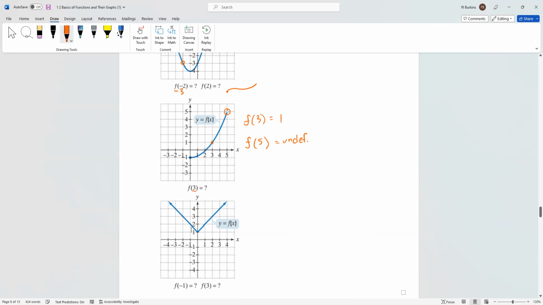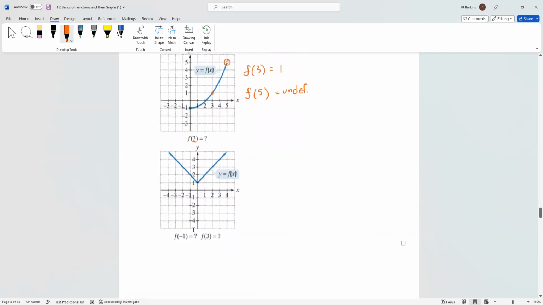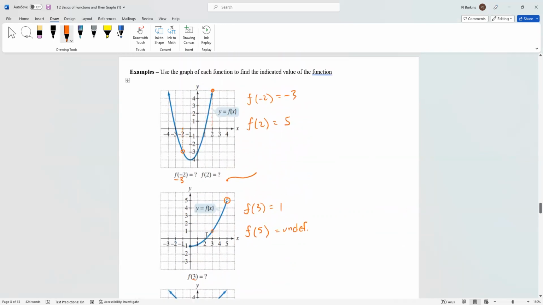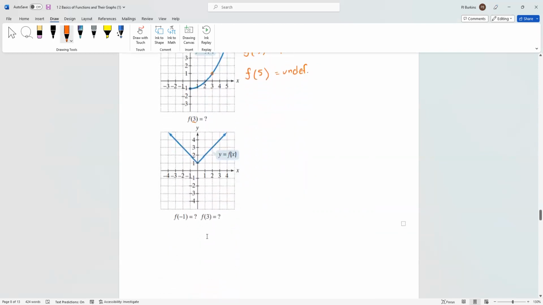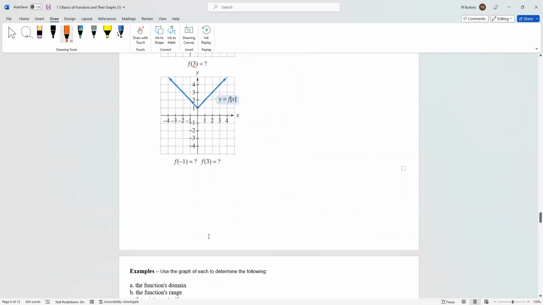All right, let's continue. Here I have a function. By the way, if you were to do the vertical line test on each of these, you would only touch once. Same thing for this guy, so it is indeed a function. And so what is f of -1? Okay, so I go to x equal -1. It looks like I'm approximately at y equals 2. And f of 3. So I go to x equal 3, and my value of y there looks to be 4. All right, so not a whole lot to that. We're going to take it a little bit further here in this next section.